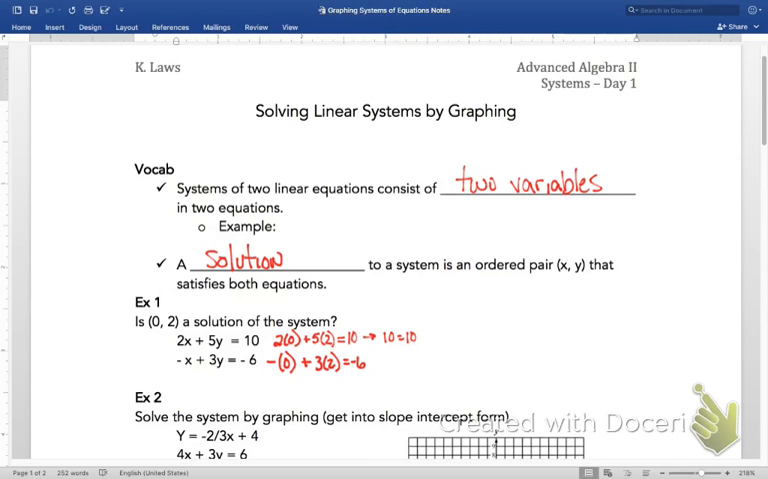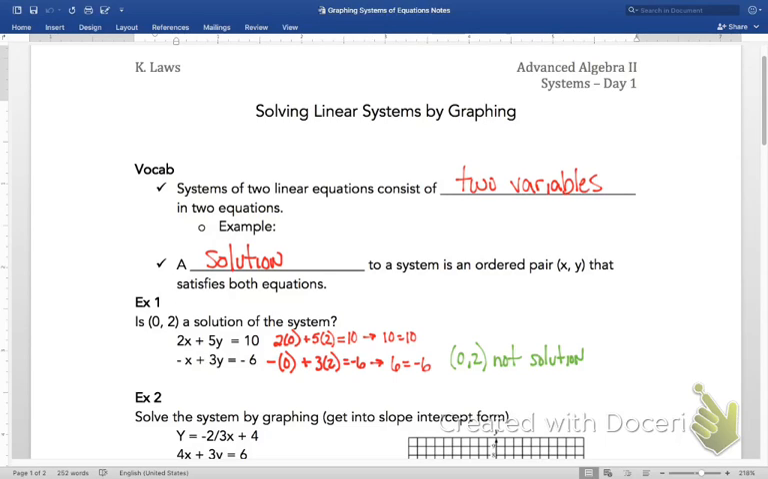Is this going to be true? What's the left side going to come up to? If I change the sign of 0, what is it? Still 0. What's 3 times 2? 6. So is 6 equal to negative 6? No. So is (0, 2) a solution? Did it satisfy both equations? No, it did not. Okay. So (0, 2) is not a solution.